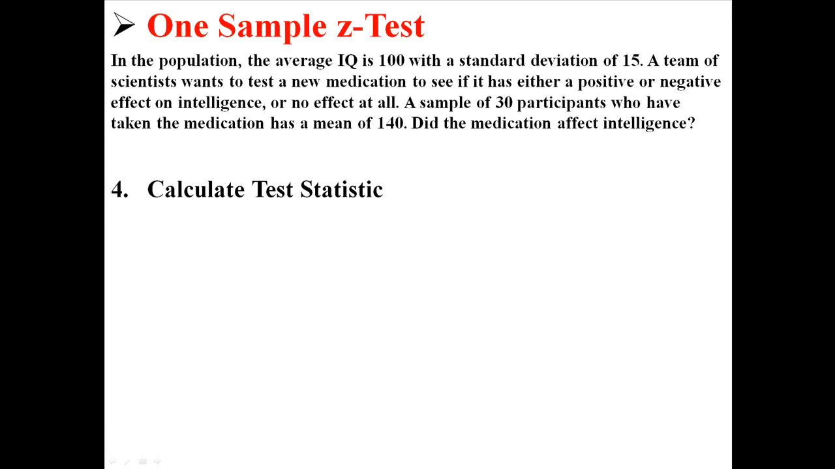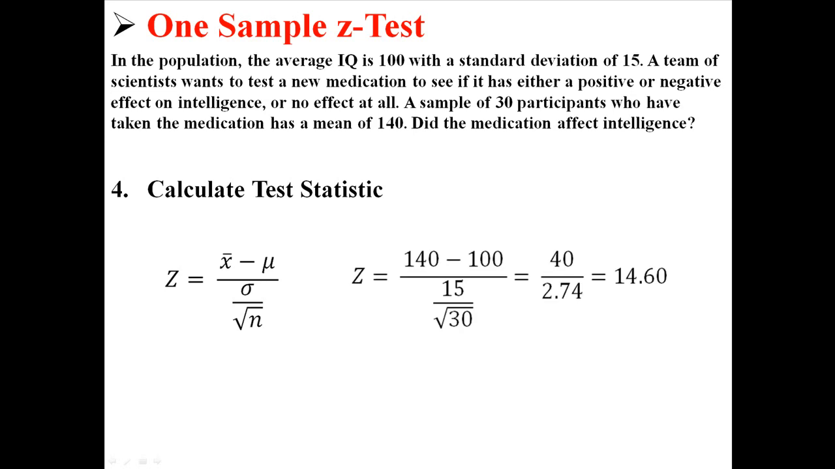Now, step 4 is to calculate the test statistic. Basically, we're going to calculate the z. And we're going to use this z-score equation, which is the same as it has been before, except now we have an n because we're going to consider our sample size. So what I'm going to do is put things in there. The x bar, our sample mean, is 140. The population mean is 100. The population standard deviation is 15. And the size of our sample is 30. So when I put all those things in there and solve for z, I end up with a z of 14.60.